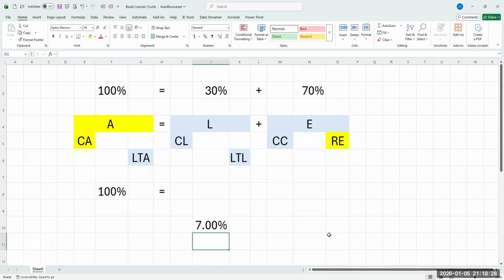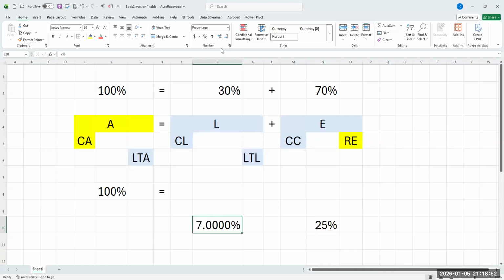On the equity, however, I'm paying 25%. Are you with me? Okay. So which one is more expensive for me? Equity or liability? I don't want you to think.